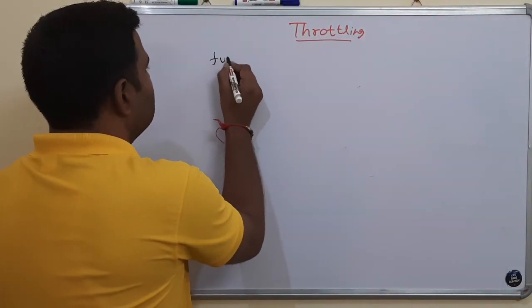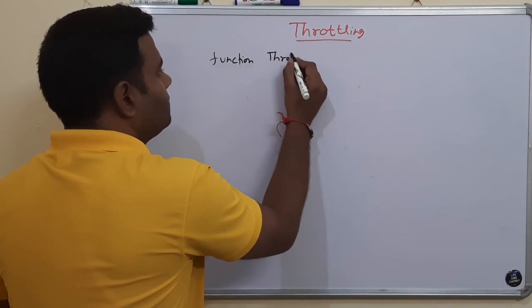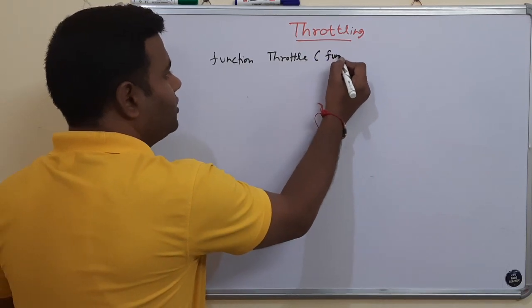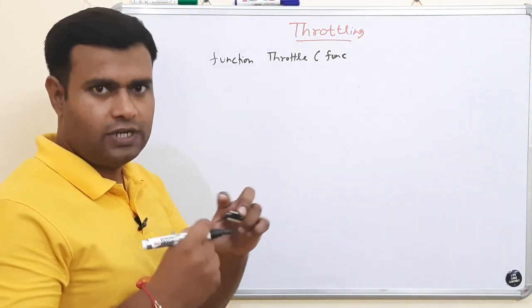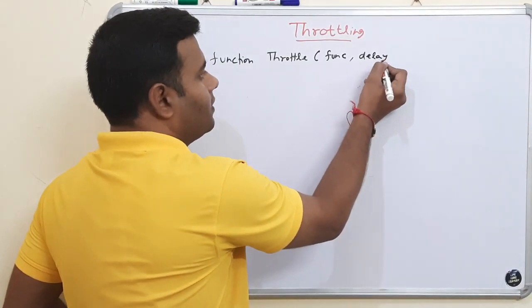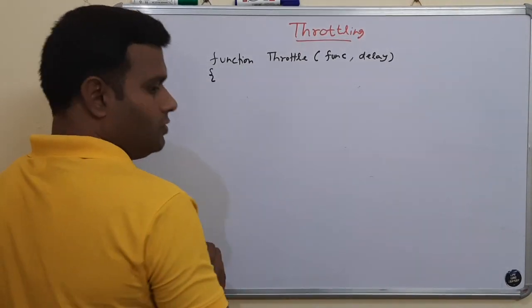Okay, so let's go and see the code. Let's say we have a function which is called throttle, and this throttle function will take an argument as a function, which is this operation, right? And it will take some delay. Now we have to write the definition for this. So what will happen?